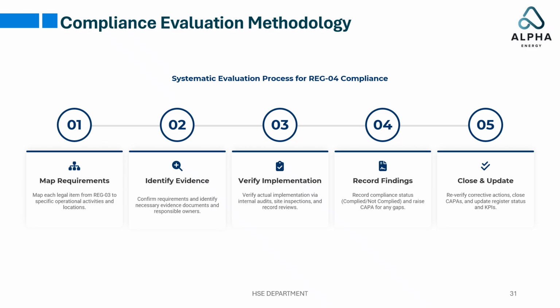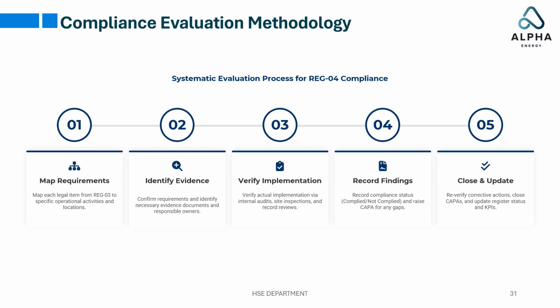Next is identifying evidence, which involves determining the documents and records required to prove compliance, such as permits, inspection reports, certifications, training records, and assigned responsible owners. The third step is verifying implementation, where the organization confirms that the requirements are actually being applied in practice through internal audits, site inspections, and review of operational records.